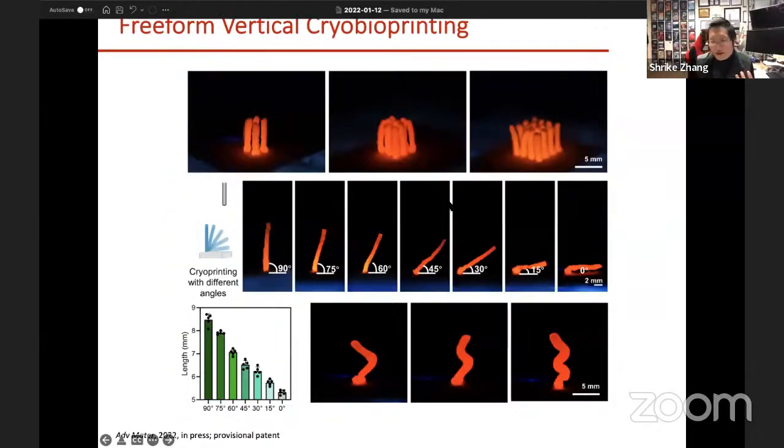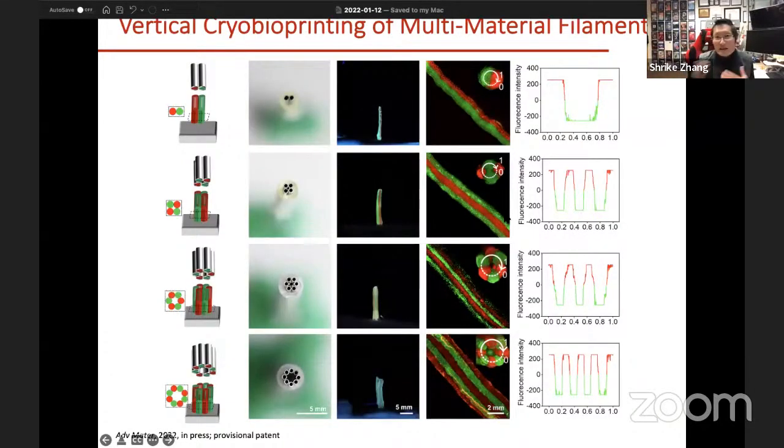With this printing method, you can start to create different structures. For example, you can create arrays of filaments standing vertically. You can print them not only vertically but also at an angle, all the way to almost 0 degrees, since you can draw the fiber along that direction because it's going to be frozen within that distance. And you can also create straight-down but spiral patterns with vertical bioprinting. And you can have variations in there too.